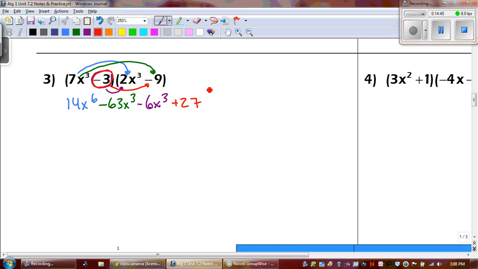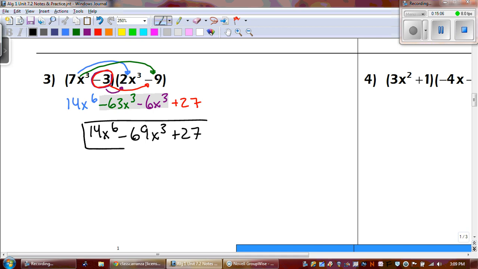Now let's combine our like terms. The 14x to the 6th comes out front. Negative 63 minus 6 gives us negative 69x cubed, and then the positive 27 just comes down. And there are no more like terms, so that's our final answer.